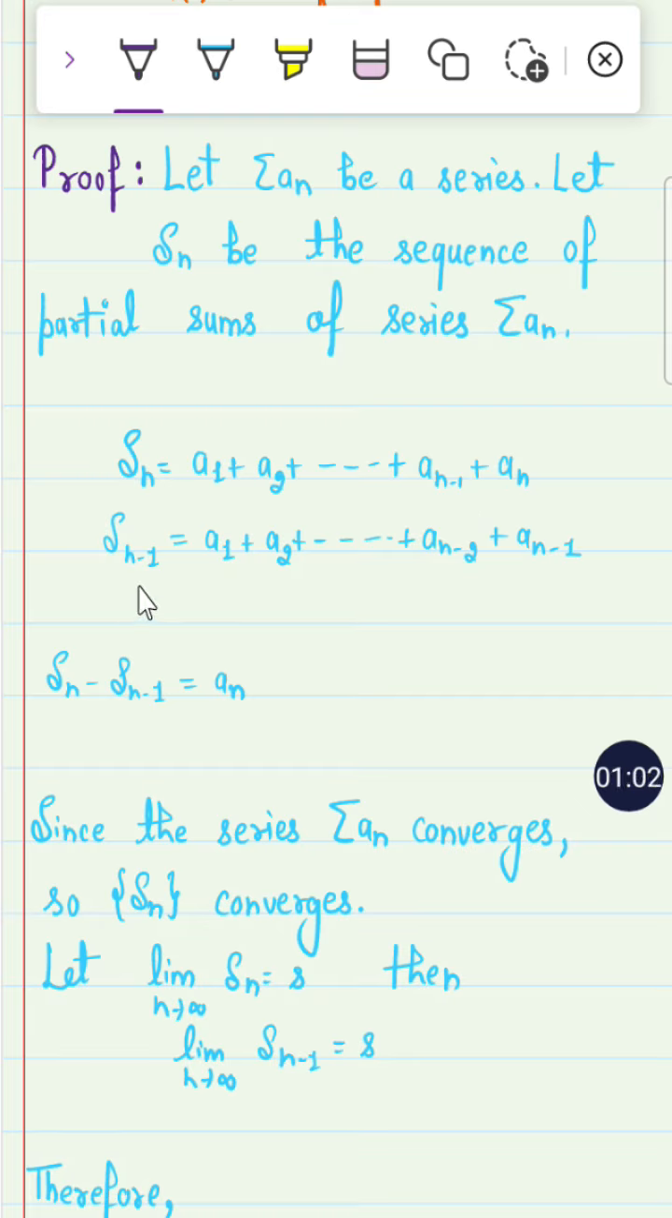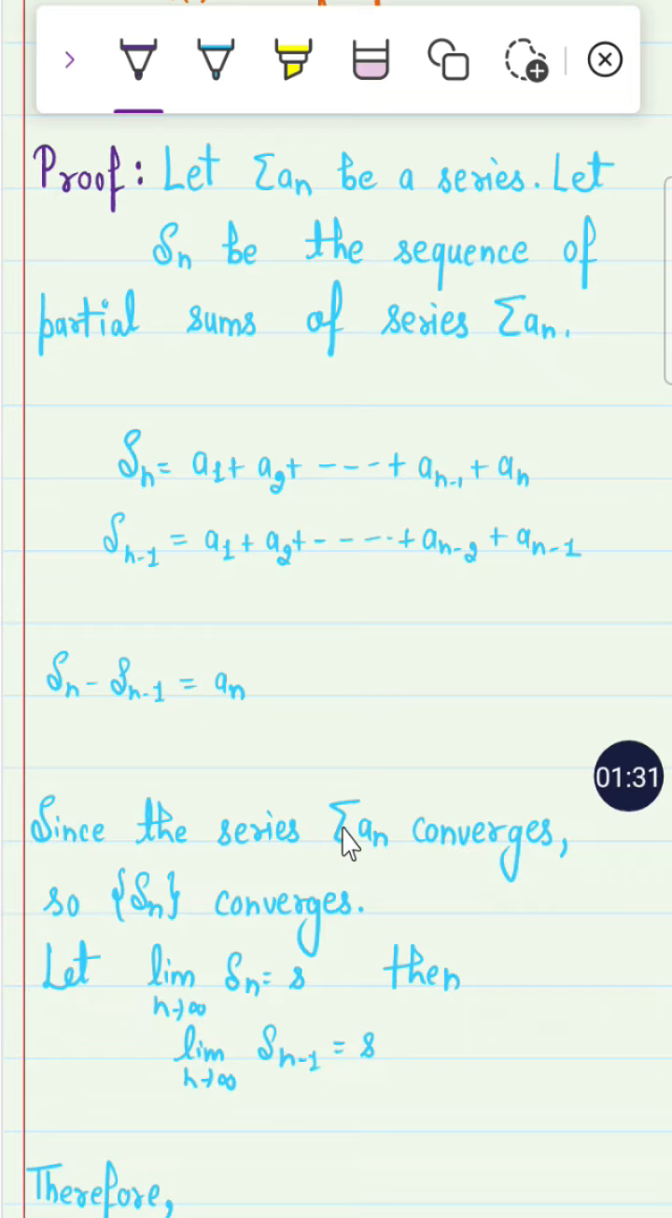Now take the Sn minus 1 term. This is a1 plus a2 plus ... plus an minus 2 plus an minus 1, right? These are less than the nth term. So taking the subtraction of Sn minus Sn minus 1, which is equal to an, right? All the terms go out and this becomes only an.